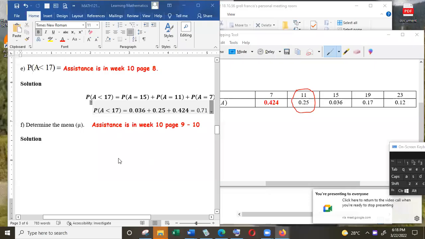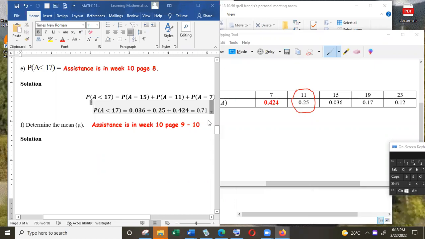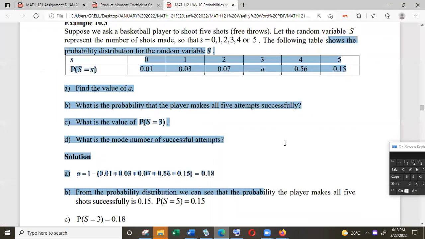This question says to determine the mean, mu. Determine the mean, mu. How to determine the mean when you have a table like this? Assistant is in week 10, page 9 to 10. So let's check out what the weekly notes have to say with regards to the mean.